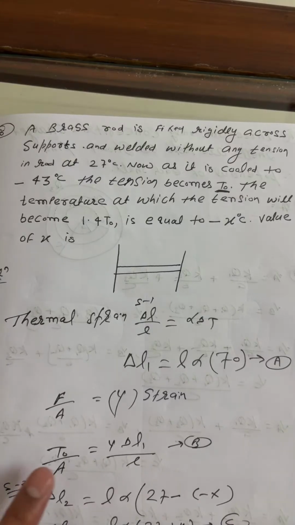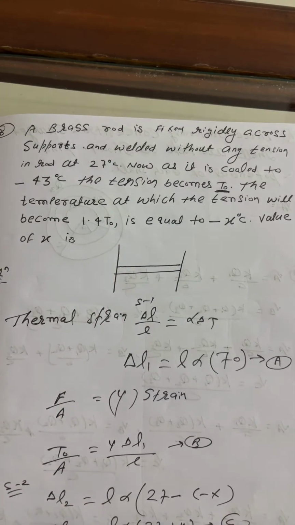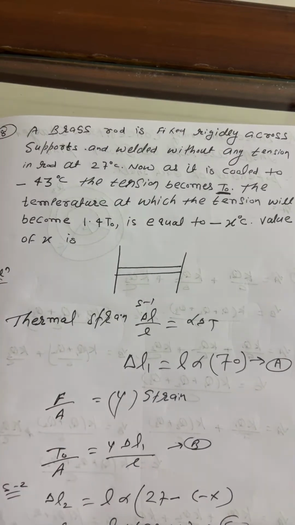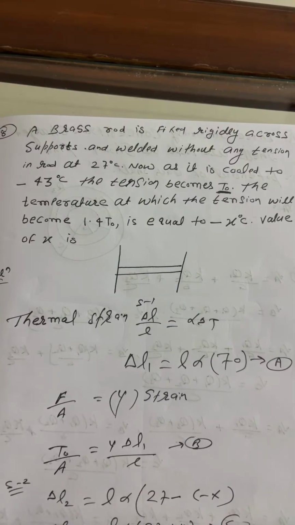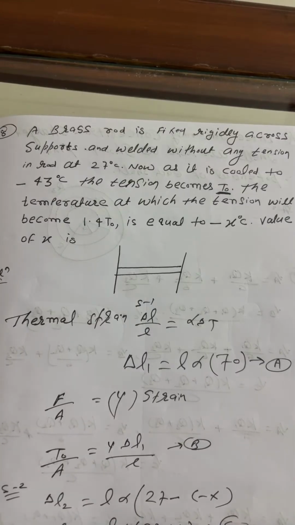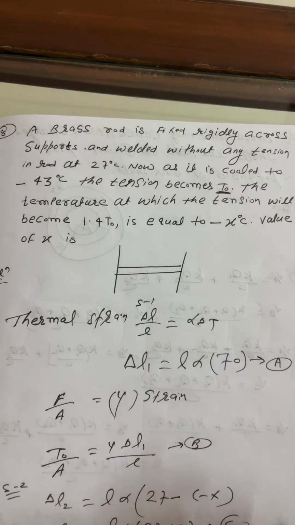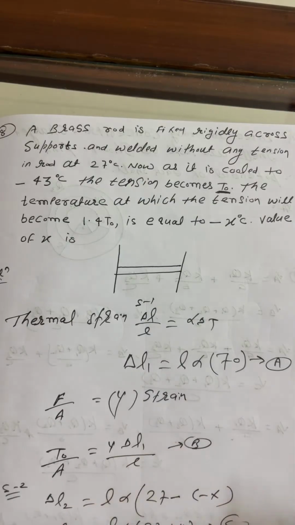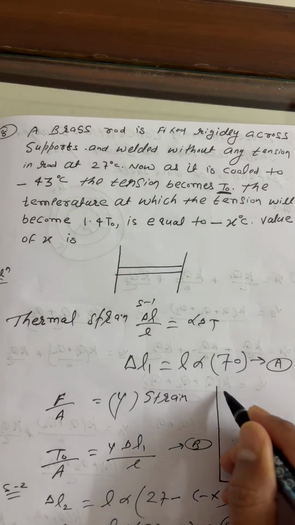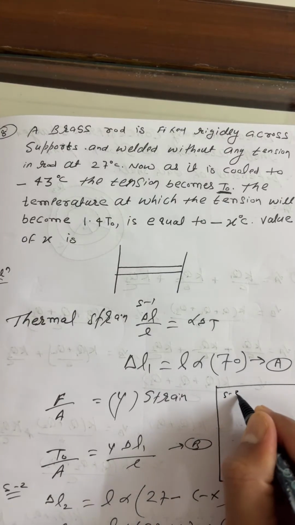Again we have to write the expression of tension, that is 1.4 T naught. So again I'll use the formula F upon A is Young's modulus into strain. So 1.4 T naught upon A is equal to Young's modulus into delta L2 upon L. Do one thing: this is option number D. First you have to divide these two options, B and D. Pages are not sufficient here. This is step 3.